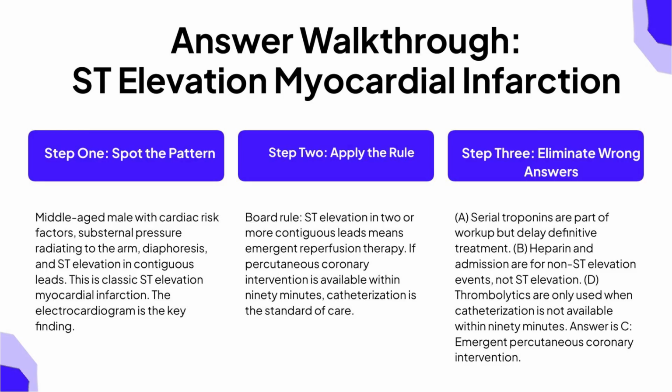Step 3. Eliminate wrong answers. Choice A, serial troponins, is part of the workup but is not the next best step when you already have ST segment elevation on the electrocardiogram. Choice B, heparin drip and admission, is the approach for non-ST segment elevation acute coronary syndrome, not for ST segment elevation. Choice D, thrombolytics, is only appropriate when catheterization is not available within the 90-minute window. The correct answer is C, emergent percutaneous coronary intervention. Review the acute coronary syndrome algorithms in your cardiology resources for more detail.